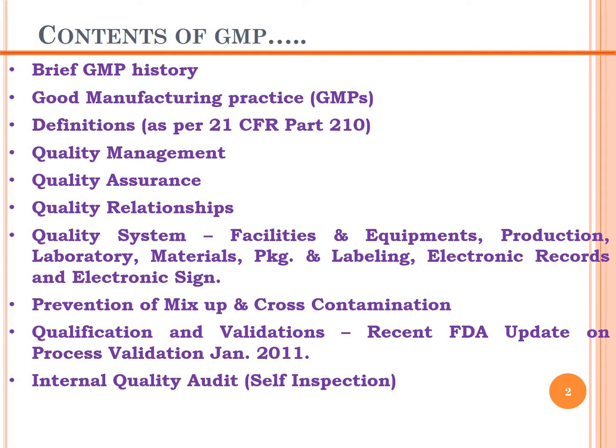Good manufacturing practice, GMPs. Definitions, as per 21 CFR Part 210. Quality management. Quality assurance. Quality relationships. Quality system, facilities and equipment, production, laboratory, materials, packaging and labeling, electronic records, and electronic signature. Prevention of mix-up and cross-contamination.